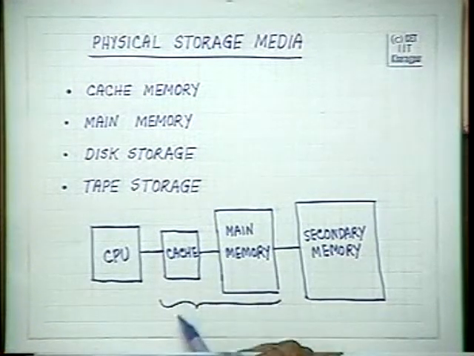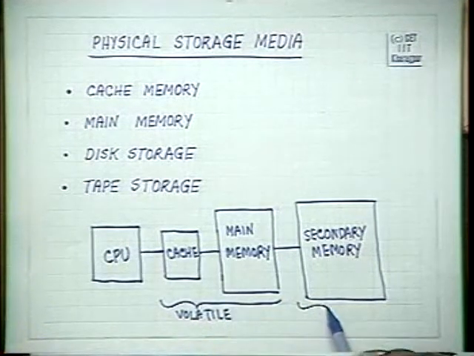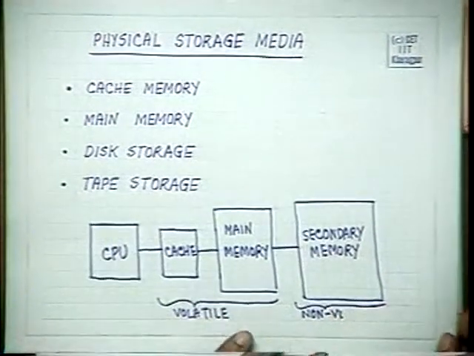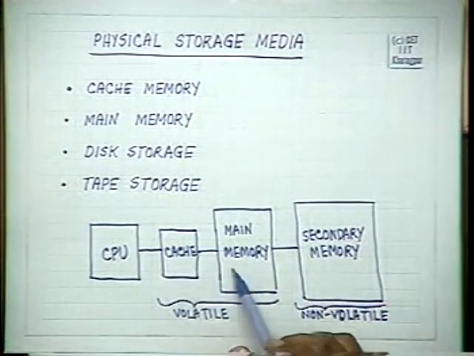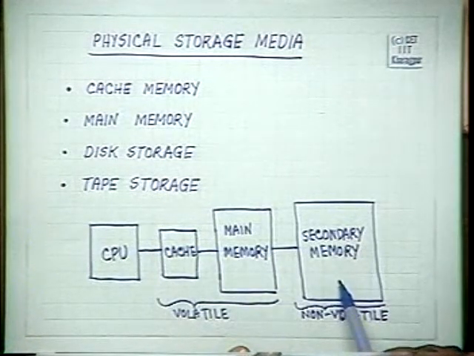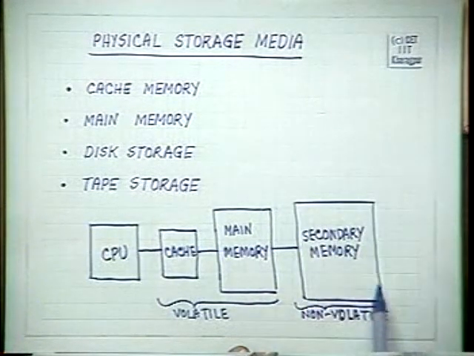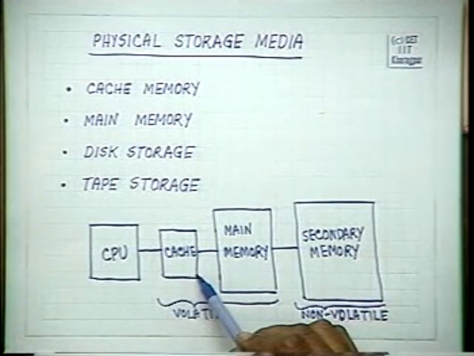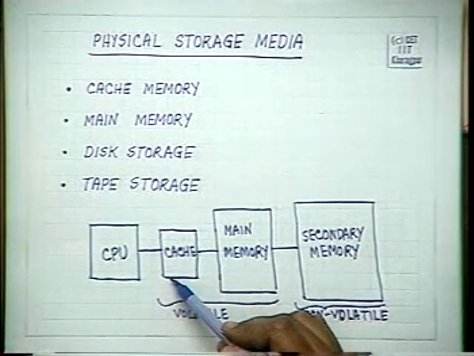These are called volatile memories, whereas this is a non-volatile storage. These are on as long as power is on, and here the data remains even if power is off. So this is stored in a magnetic media, whereas these are stored using the RAM technology, the random access memory technology, and the cache, as we know, is an associative memory.